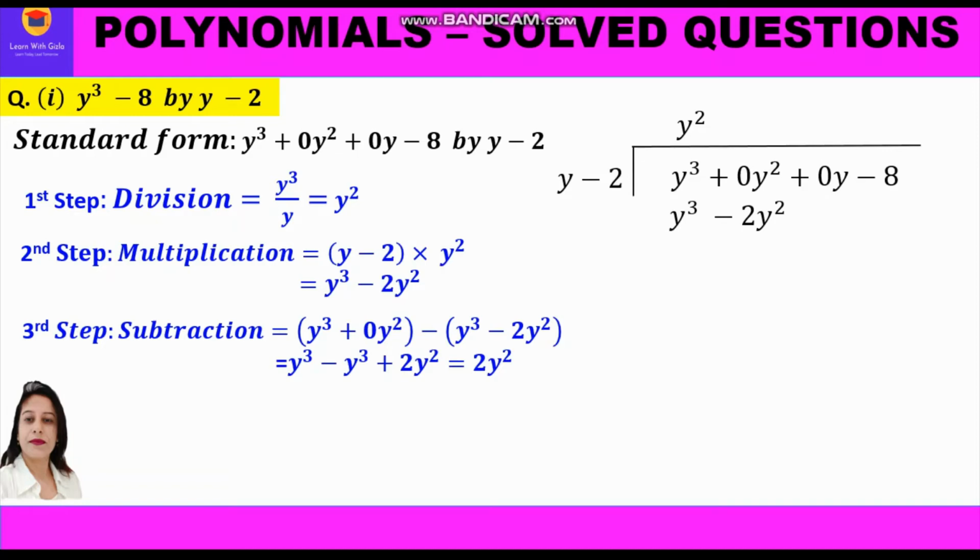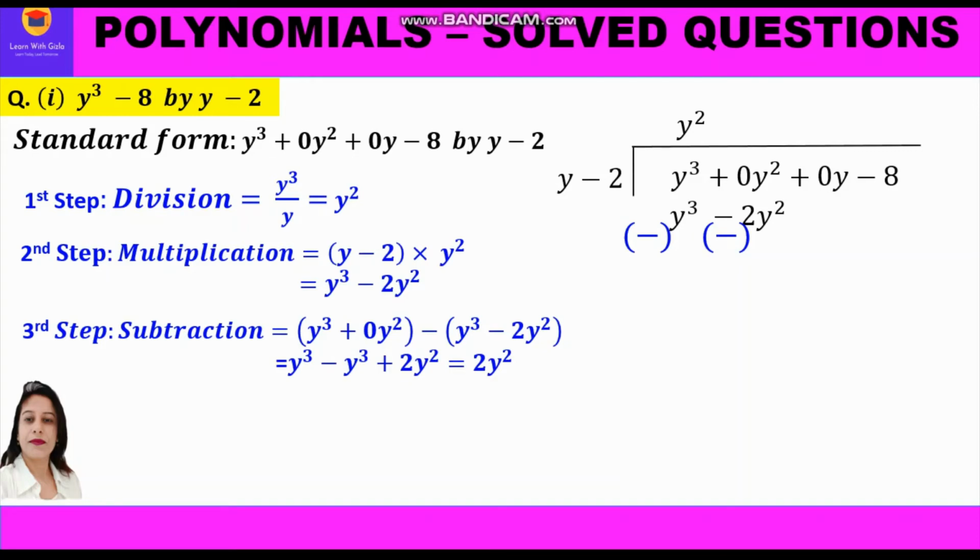So we shall write the two expressions in brackets with a minus sign, and we shall simplify by opening the brackets. Now if you observe, y cube and y cube will cancel and we are left with 2y square. Now this is the horizontal way of subtracting. We can also do it directly in the vertical form.